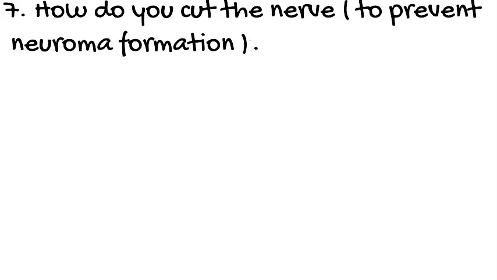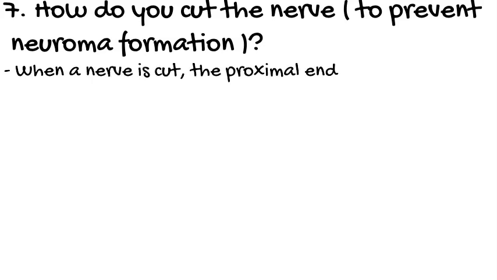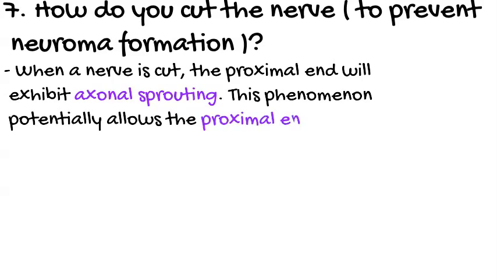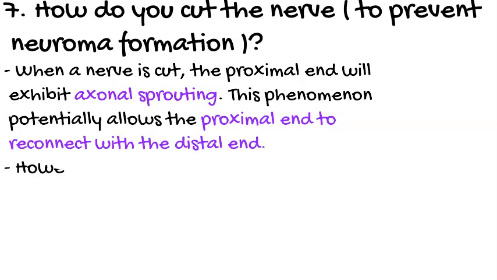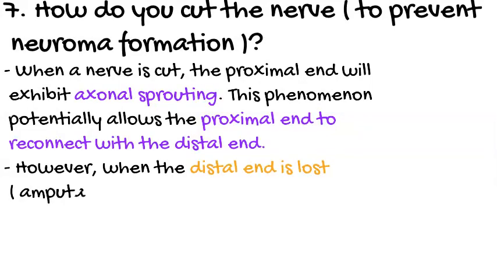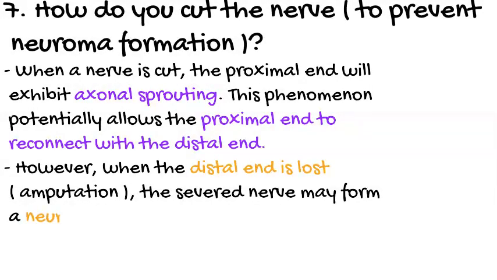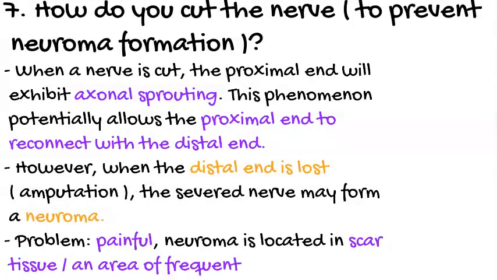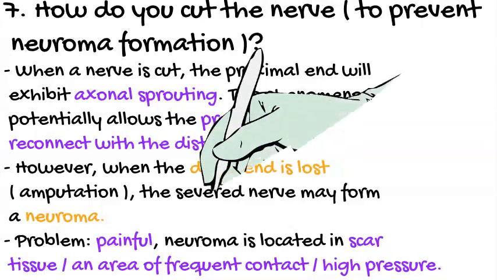When a nerve is cut, the proximal end will exhibit axonal sprouting. This phenomenon potentially allows the proximal end to reconnect with the distal end. However, when the distal end is lost, for example due to amputation, the severed nerve may form a neuroma. The formation of a neuroma is a benign process. However, it can become a painful problem when the neuroma is located in scar tissue or an area of frequent contact or high pressure.